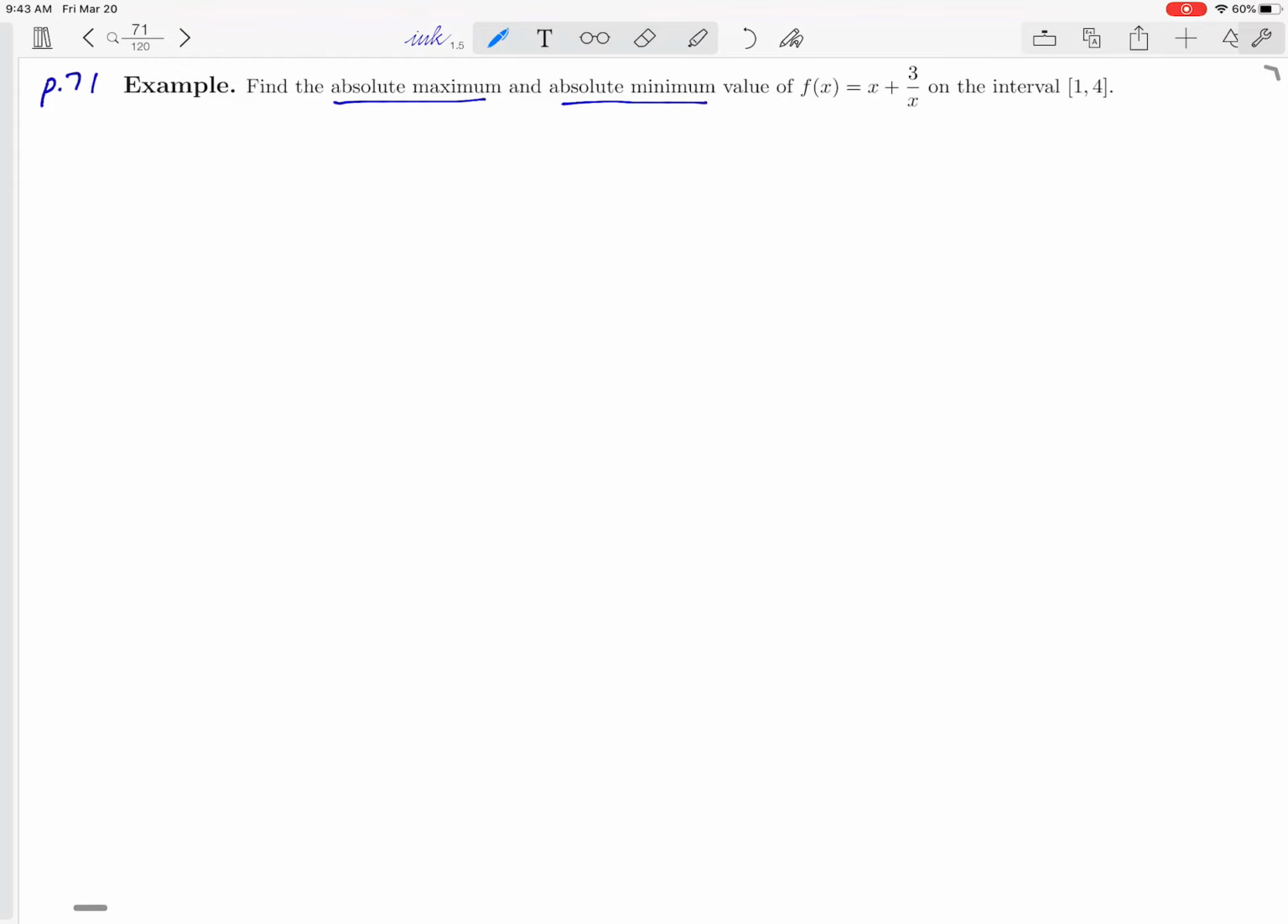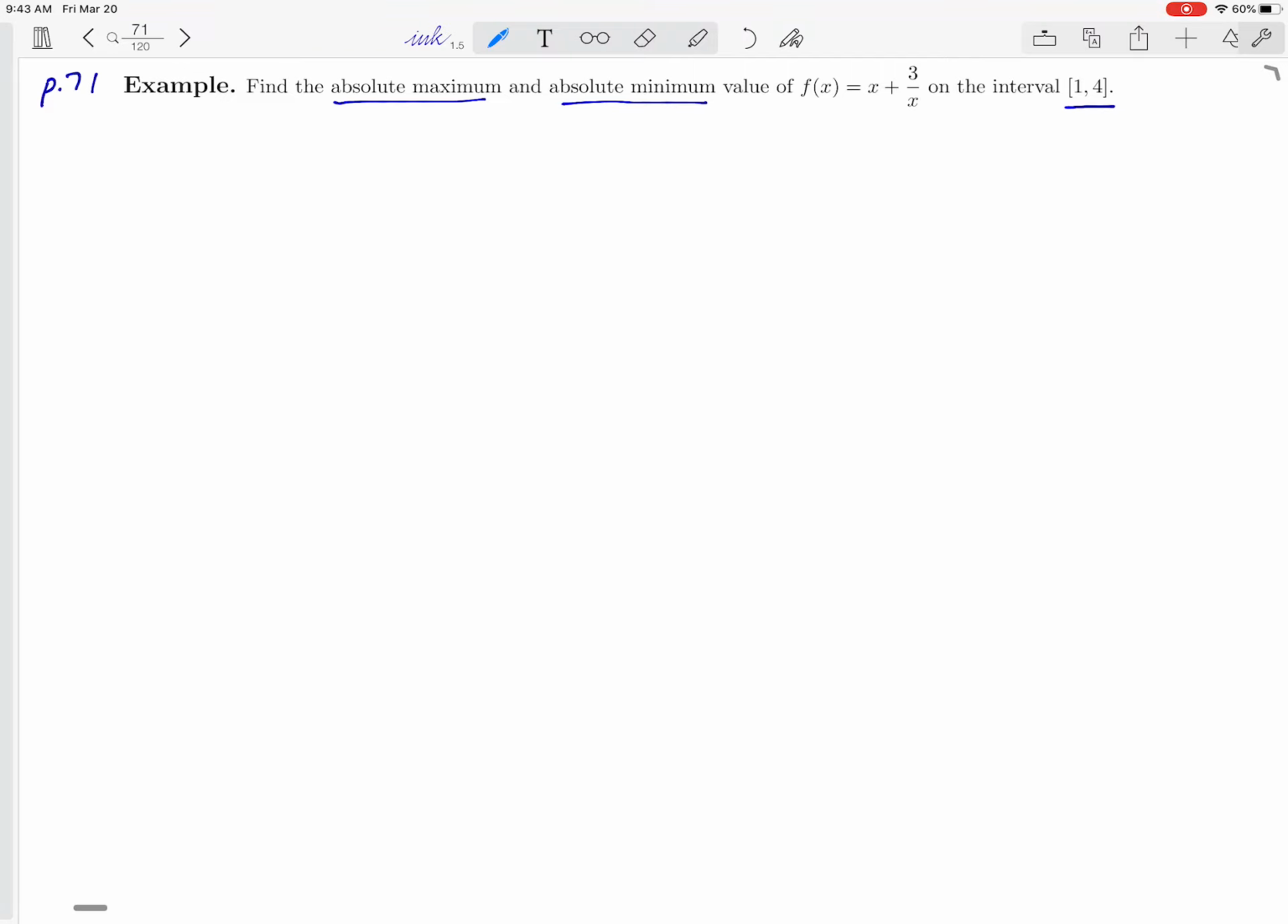Okay, by the preliminary example that we did at the top of this page, we discovered that there are really only two types of places that we need to look to answer this question. We need to look at critical points and at the endpoints of the interval that we're given.